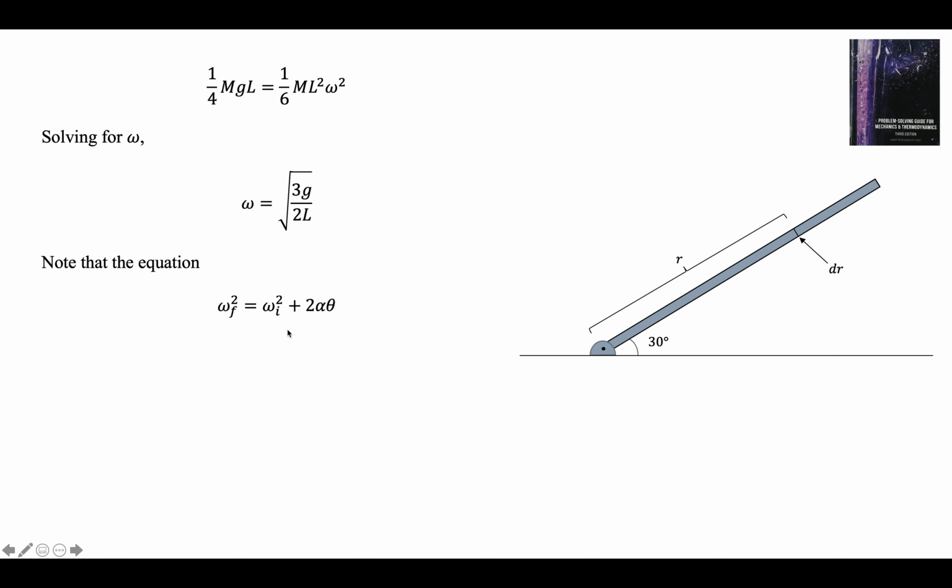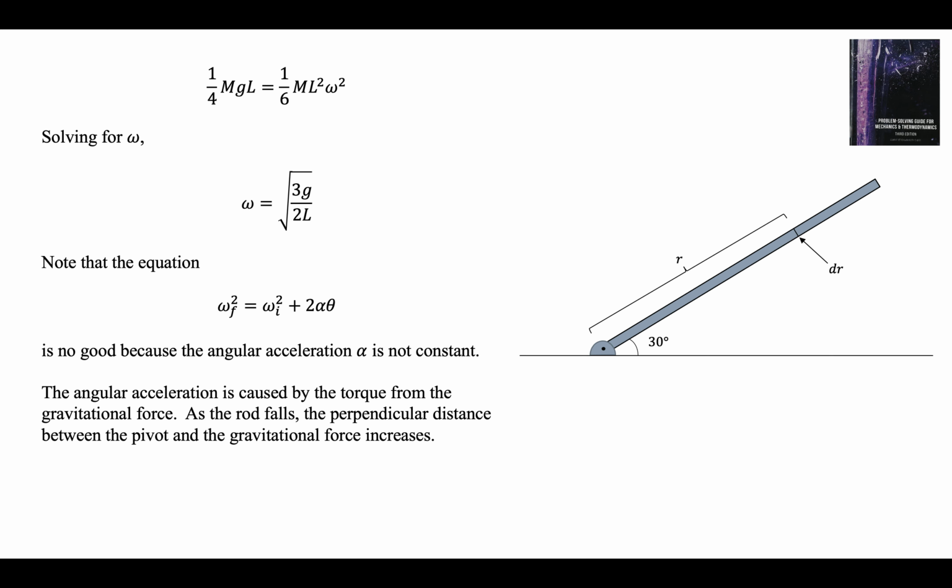So this kinematic equation is no good here. We can't use it because alpha is not constant. The angular acceleration is caused by the torque. The torque is mg times the perpendicular distance from the hinge, and that is increasing as the rod falls. So the angular acceleration is increasing, so those equations are out the window.